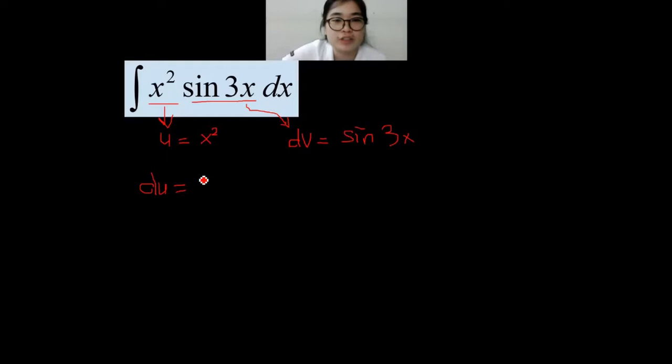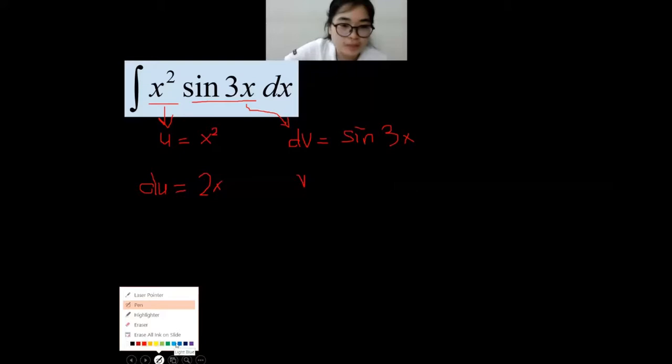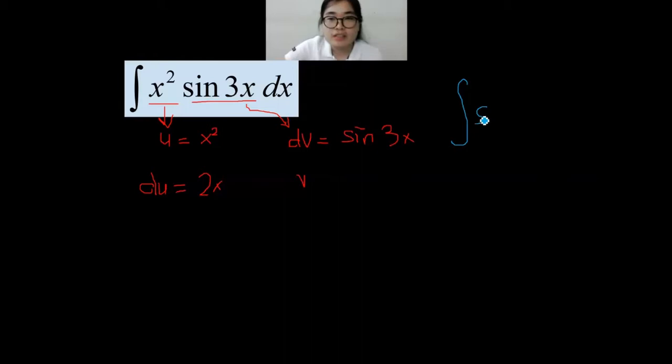We will get 2x. Yes, we will differentiate this one and you'll get 2x. Okay, before this, I need to teach you one thing. If we integrate sine x, we will get what? We will get negative cos. Yes, negative cos x.